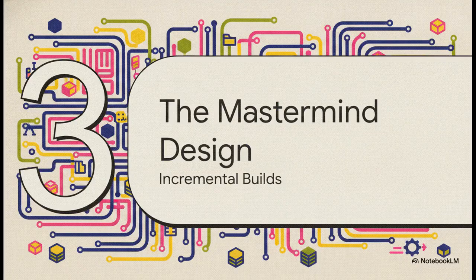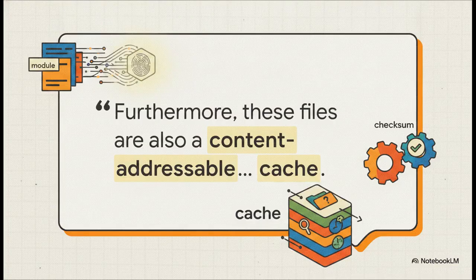Moving on to Section 3, the mastermind design, the secret to incremental builds. So here's the crucial takeaway. This giant, messy directory with its 119 files, it isn't just chaos, and it isn't poor cleanup by the compiler. It is actually a masterclass in software engineering architecture. The sheer volume of files is exactly what enables the system to be so blazingly fast and adaptable. Here is the absolute aha moment from our source text.